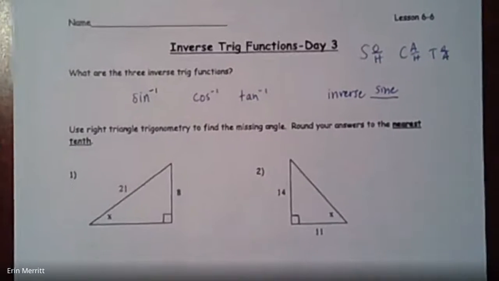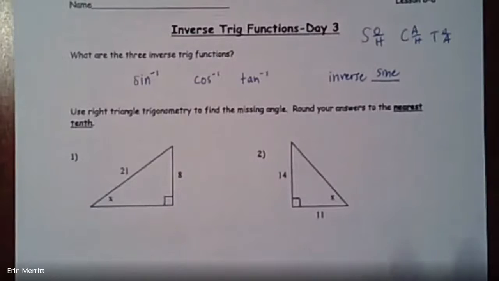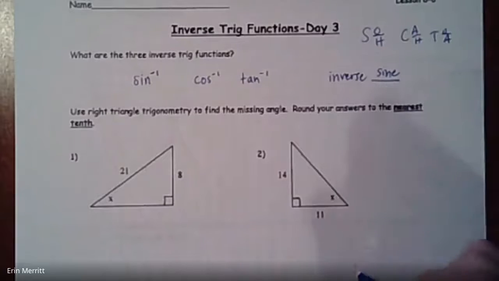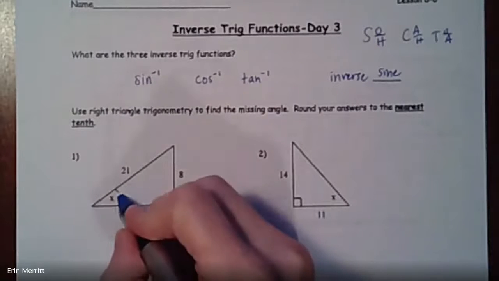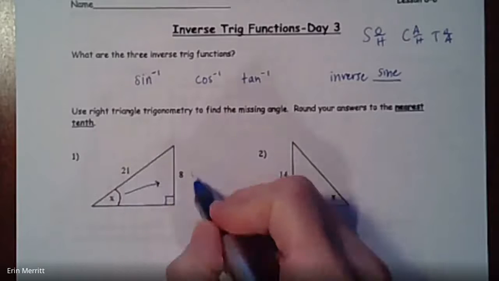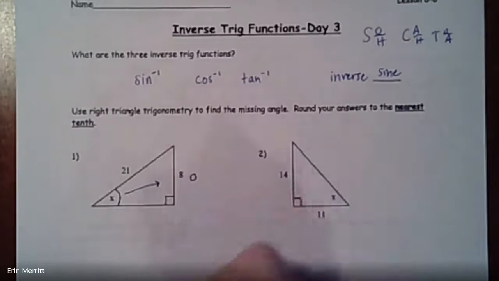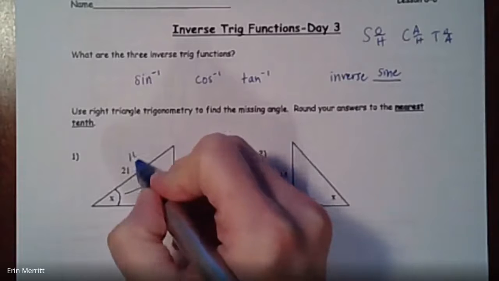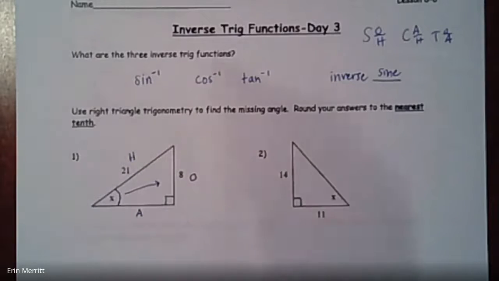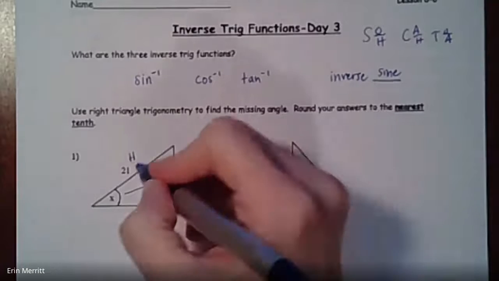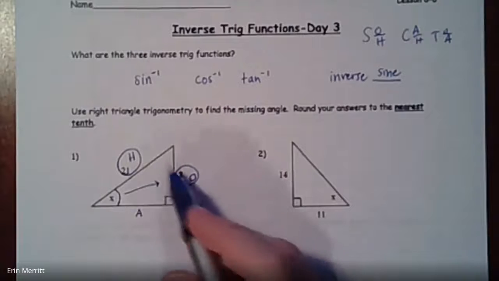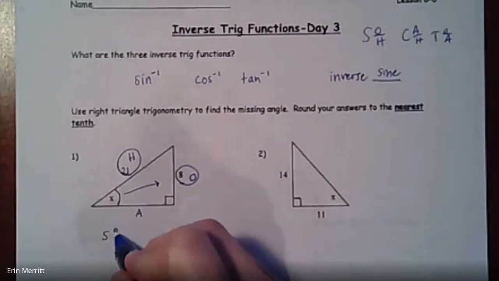So when you take a look at this first question, it says use the right triangle to find the missing angle, round your answers to the nearest tenth. If here's the angle that I have, labeling the sides appropriately, this would be the opposite side. Across from the 90, that's the hypotenuse. The leftover one here would be my adjacent. The 2 sides that I have to work with are the opposite and the hypotenuse. So I would say, all right, opposite hypotenuse, that's going to be sine.